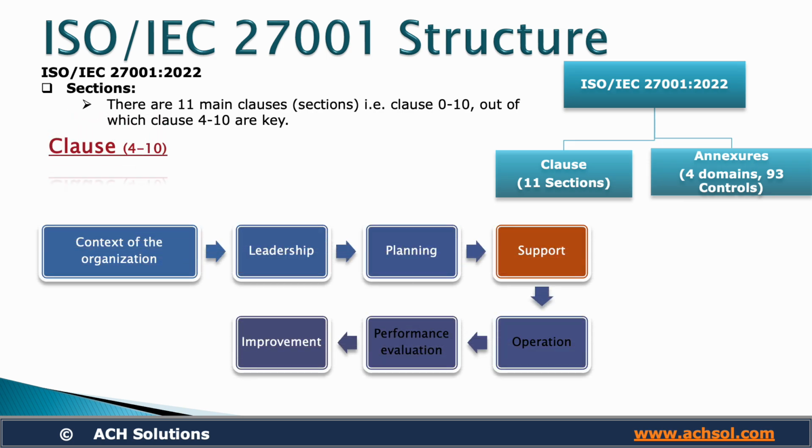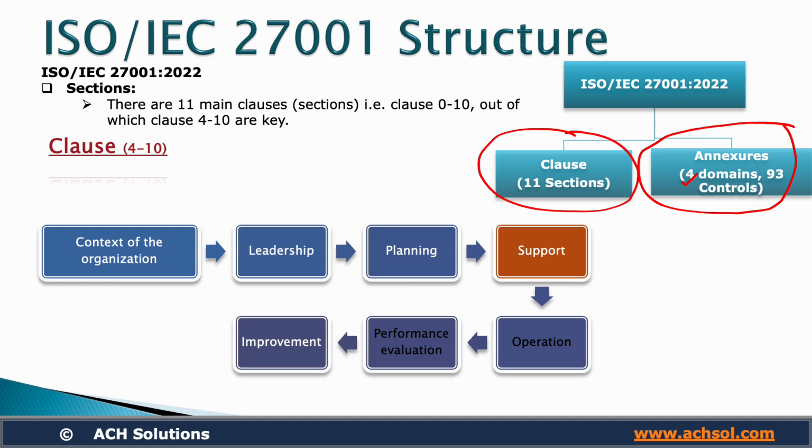So as we all have understood in our last videos, ISO 27001 is an international standard for information security management system. This standard is divided into two parts. The first part is called clauses, and this contains 11 sections, and the other part is called annexures, and this contains four domains with 93 controls distributed among these four domains. This structure has been revised in 2022.